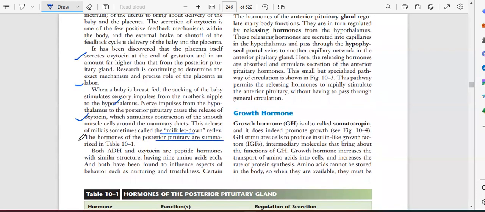Okay, so basically, if the baby is born, what does he require? He requires milk. He drinks milk. So whenever the baby touches the nipple of the mother, it stimulates the sensory impulse from the nipple to the hypothalamus. The hypothalamus advises the pituitary gland, please release oxytocin hormone. So oxytocin hormone is released, and what will happen? The mammary ducts present around will release milk.